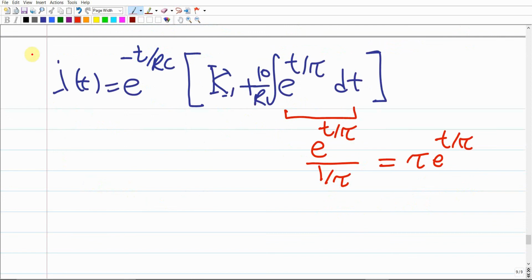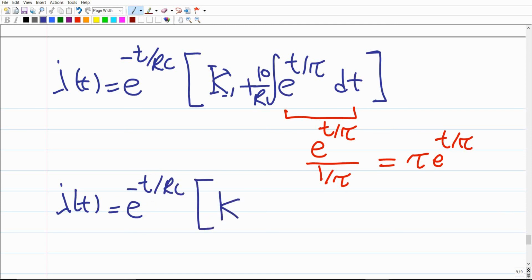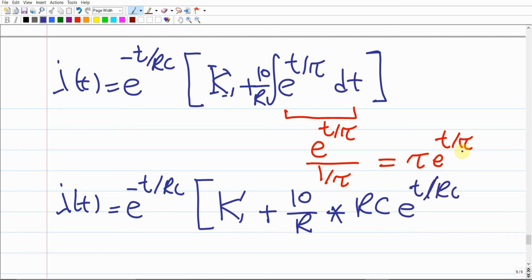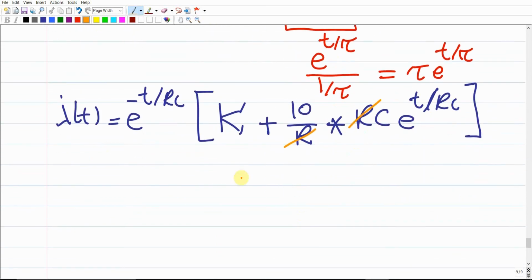Then substitute here. This gives us at the end the total current I(t) equals e to the power negative t over RC times K, which is just a constant, plus 10 over R times the integration, where we got tau before as RC, times e to the power t over RC. So this R can be cancelled with this R to end up with just 10C times e to the power t over RC. Make sense? So this is the current, but in terms of K.